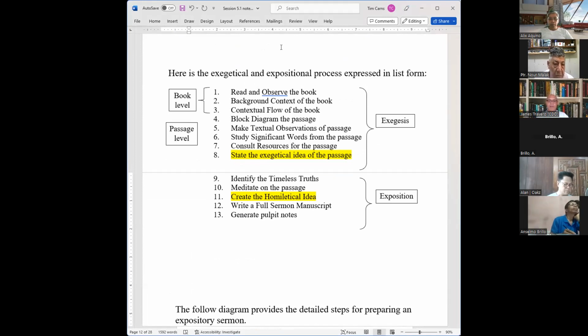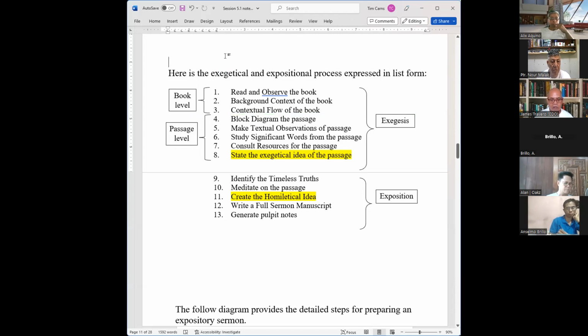This is both the exegetical and expositional process for expository sermons. The upper part, again, is the exegesis, steps 1 to 8. And that just covers all of the part of the process where we draw out the author's intended meaning from the passage. All right. So these 8 steps are going step by step through the process of trying to understand the author's intended meaning. And again, we begin with the book level, that is looking at the book as a whole. And then we move towards the passage level after that, where we focus our attention specifically on the passage.